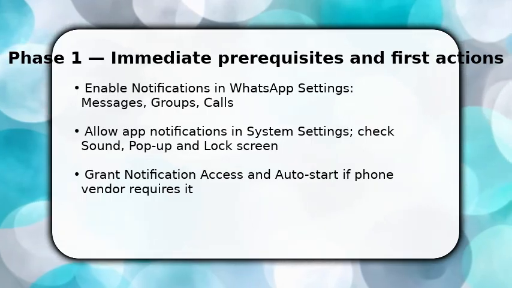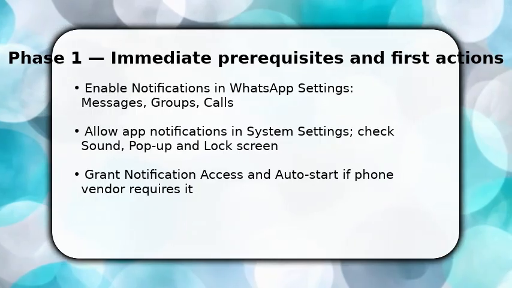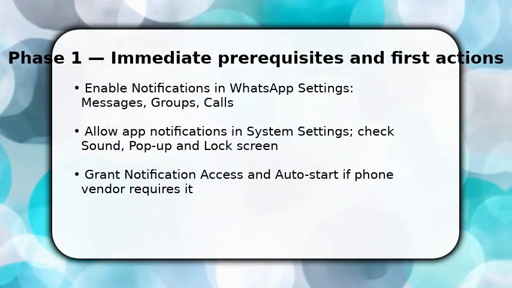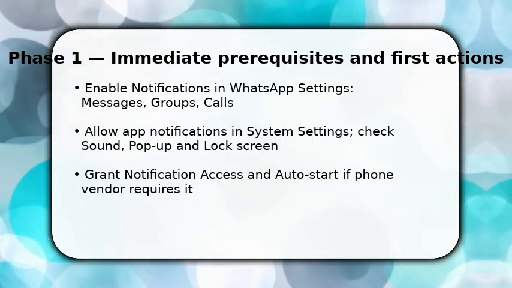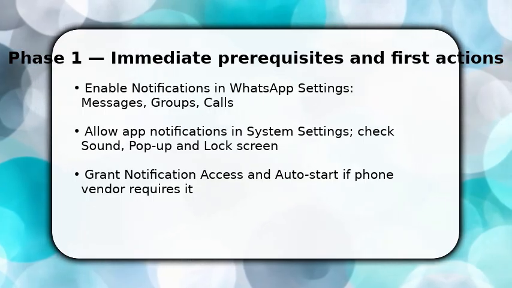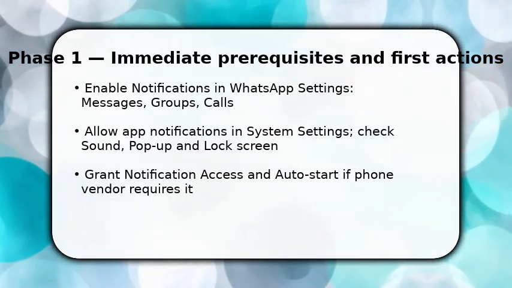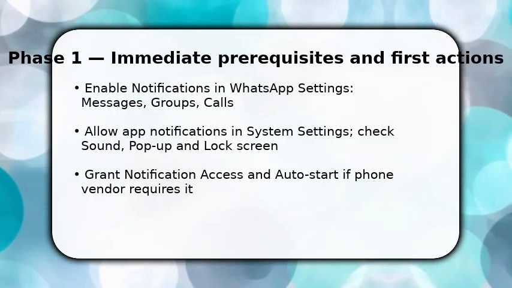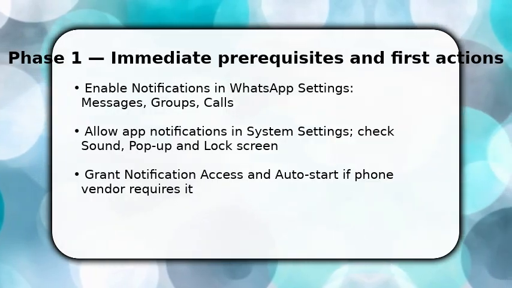You start by confirming permissions. Open WhatsApp and go to Settings, right arrow notifications so you see message, group, and call toggles. Then, make sure Android or iPhone system settings allow WhatsApp notifications, sound, banner, lock screen. Once done, check special permissions, notification access, auto start, and battery optimization exemptions.